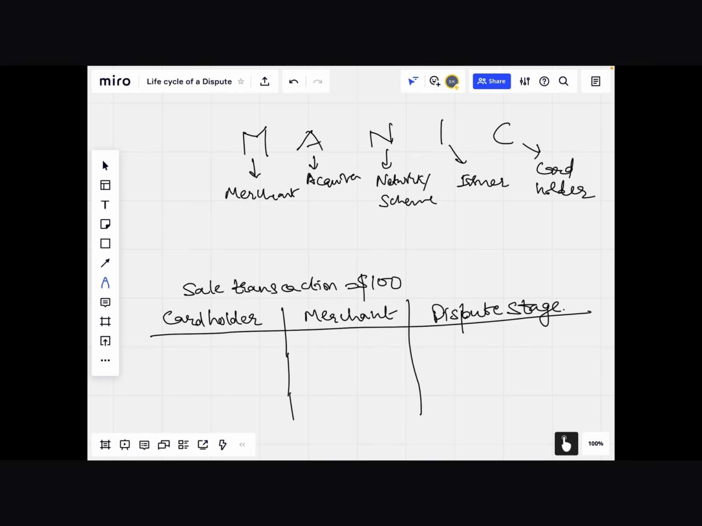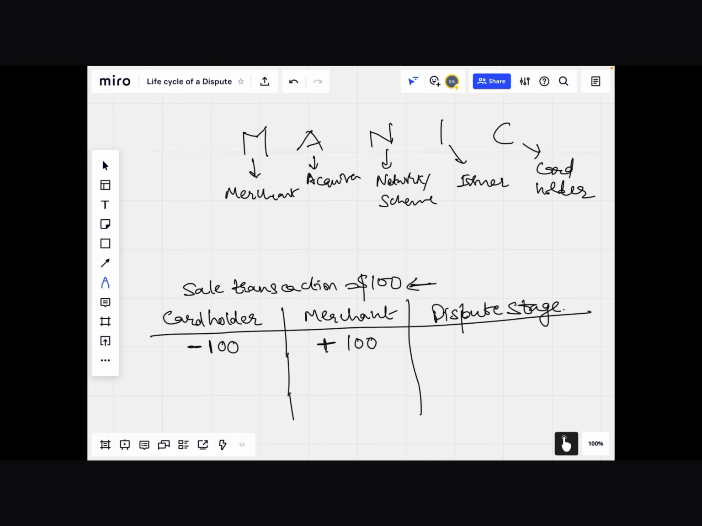So the first one is the transaction that happened. This is, obviously, your typical transaction that got settled. Let's say the transaction happened 2 weeks back, so this would have already been settled. Now the cardholder would see a debit of $100, and the merchant will see a credit of $100 on his side. So far there is no dispute, obviously. This is where the transaction is settled.